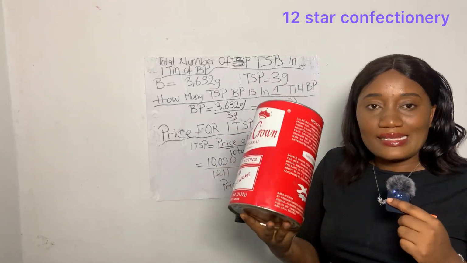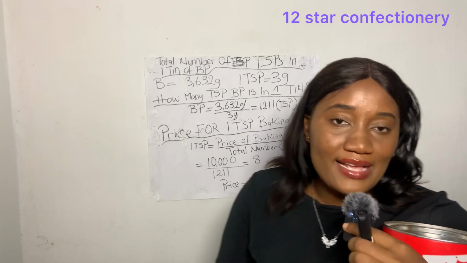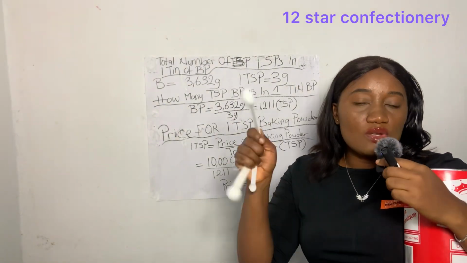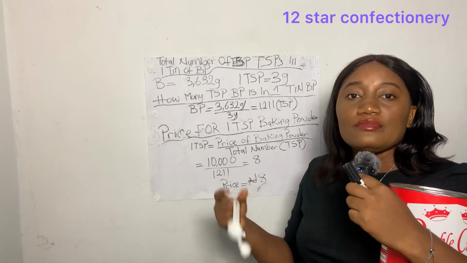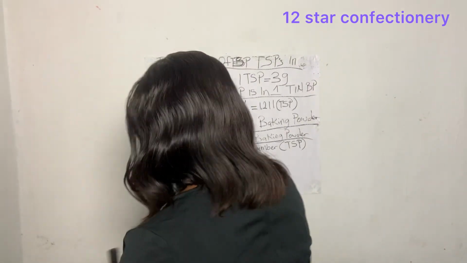So since I bought it for 10,000, I will now say 10,000 divided by what? I want to know the price of the 1 teaspoon. I will now say 10,000 divided by the total teaspoons I will get in here. That will be my answer, and that is what I just did. So let me just show you.